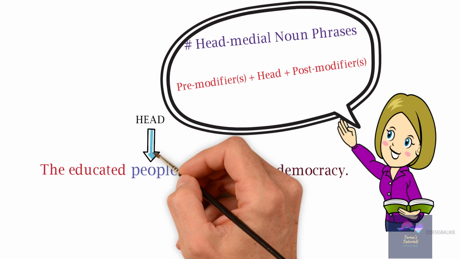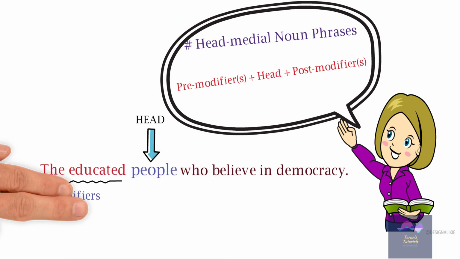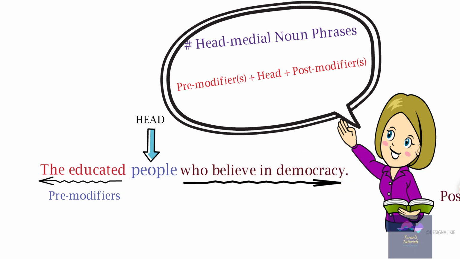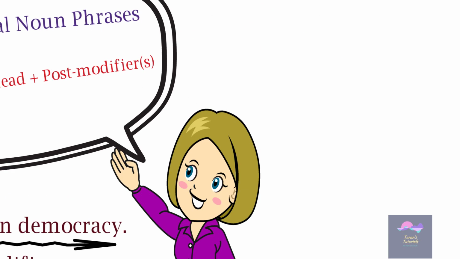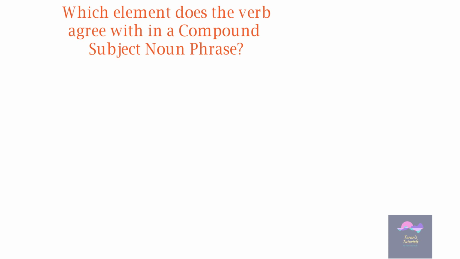Here, people is the head of the noun phrase. The educated are the pre-modifiers, and who believe in democracy is the post-modifier. Which element does the verb agree with in a compound subject-noun phrase? Let's look at an example.